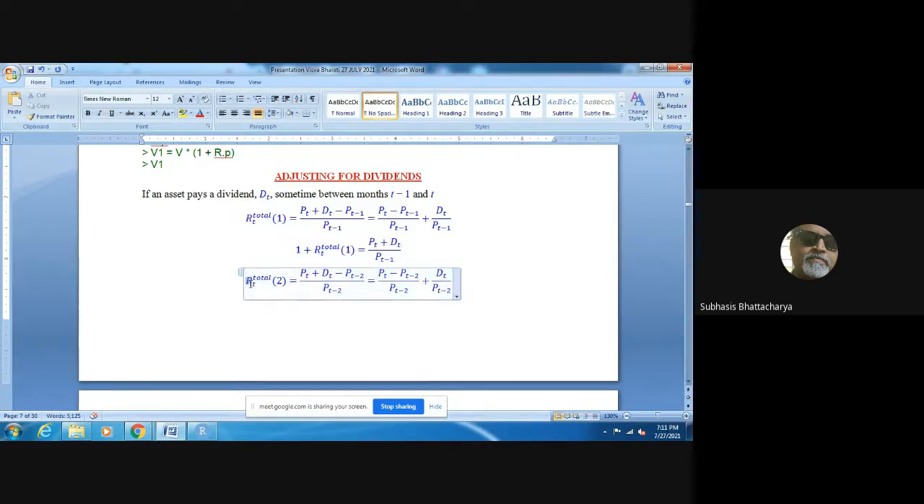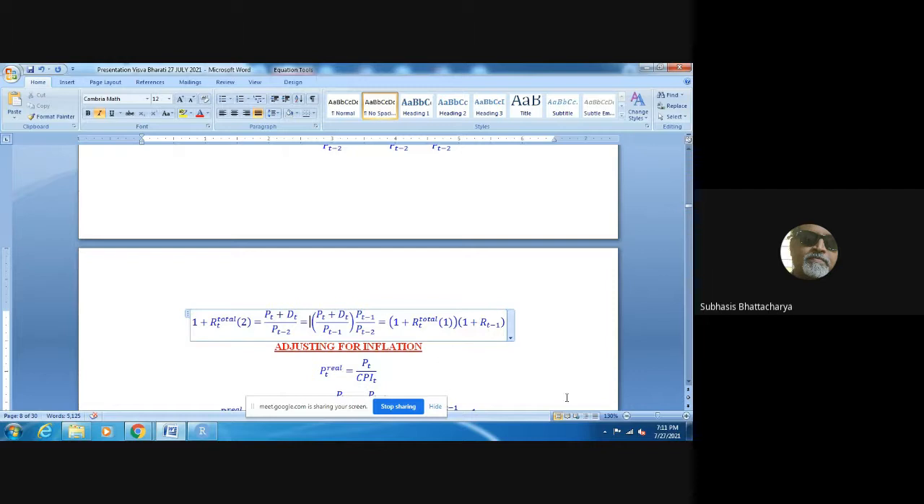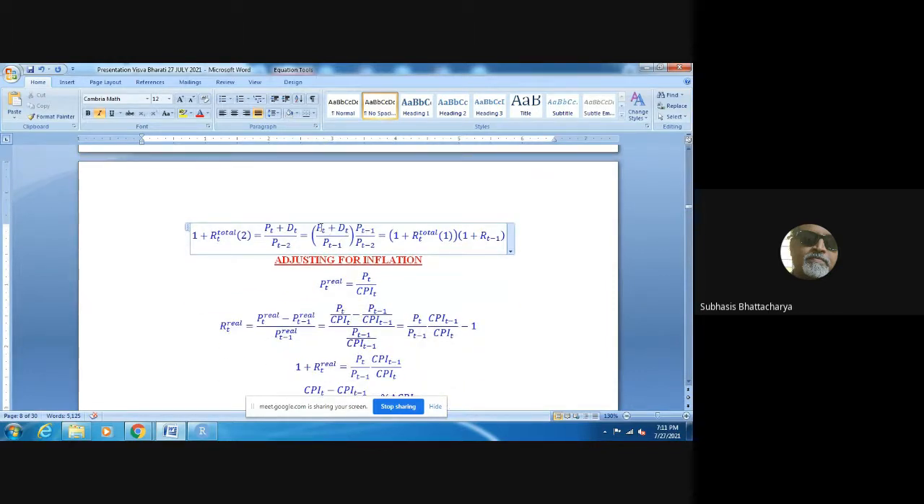Again, if there is a gap of 2 periods, we write this in this way, and we can break this as P T by P T minus 2. This can be written as P T plus D T by P T minus 1 into P T minus 1 by P T minus 2. So this term, P T by P T minus 1, is written in this way, that is 1 plus R T minus 1, and so on. In this way you can estimate it many times.